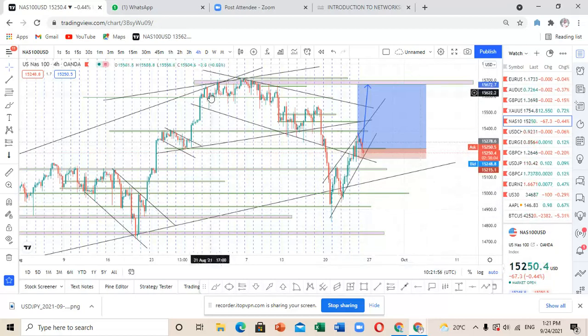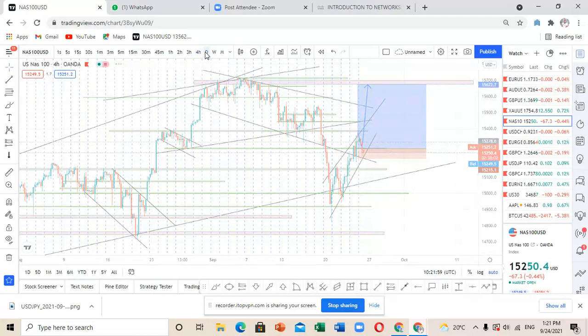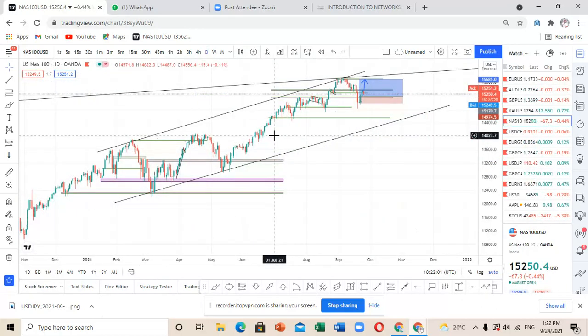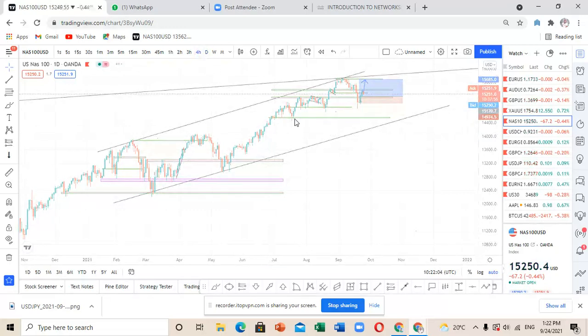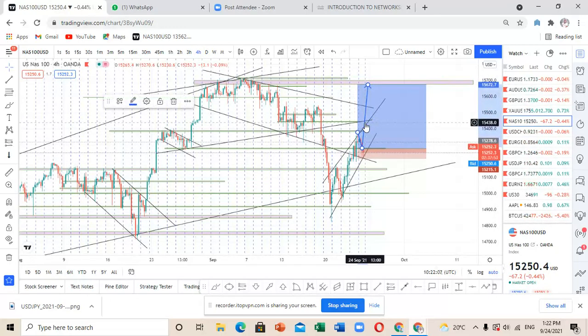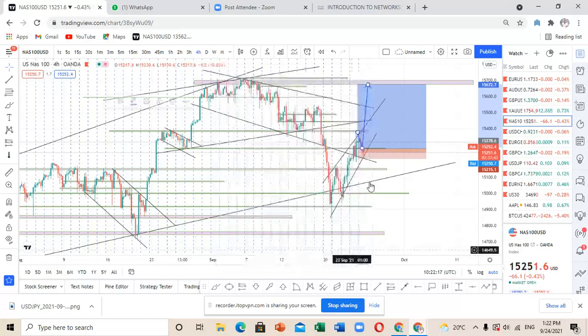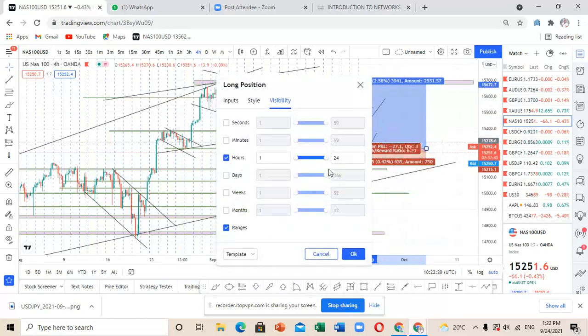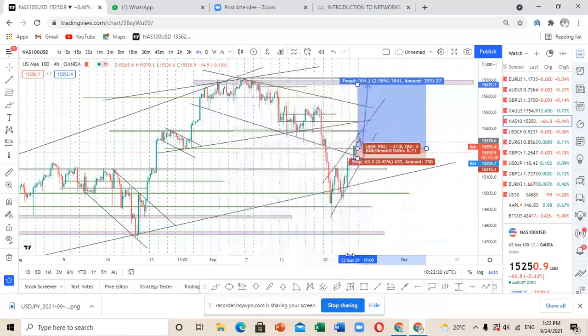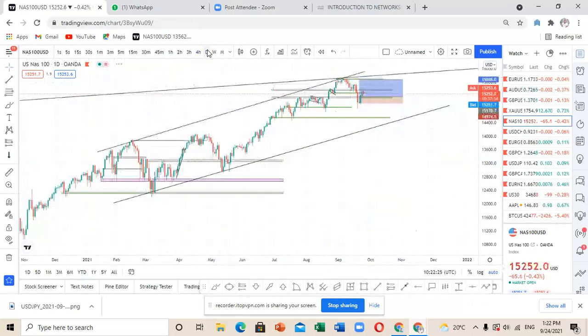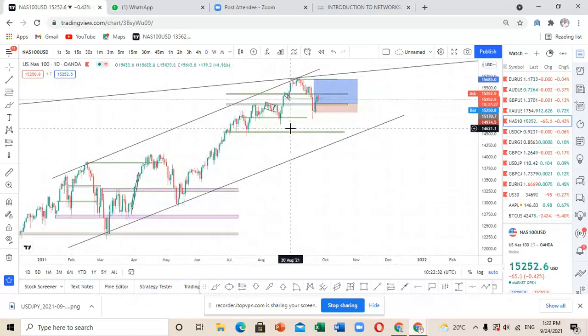Okay, so let us start our analysis with NAS 100. Let me just start off from the daily time frame. Looking at NAS 100 from the daily time frame, you can see that we have a general upward trend, and I think it is well explainable.